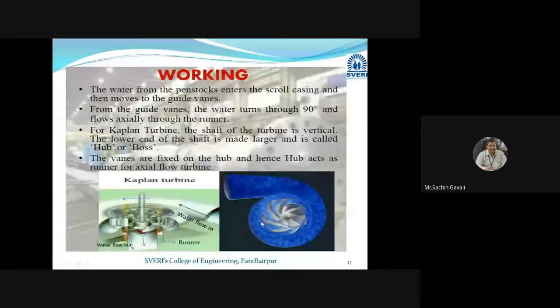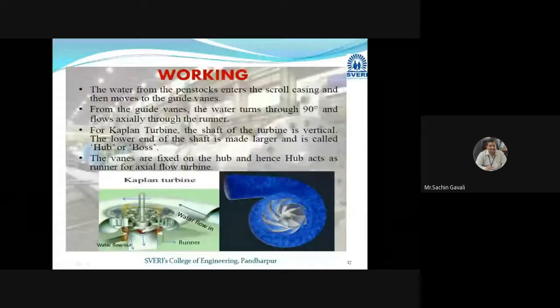Okay, so here it is clearly water is flowing inside. It is flowing into that runner. Okay, so from the guide vanes, water turns through 90 degrees and flows axially through the runner. For the Kaplan turbine, the shaft of the turbine is a vertical shaft.